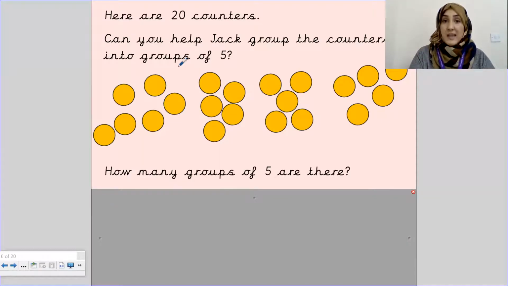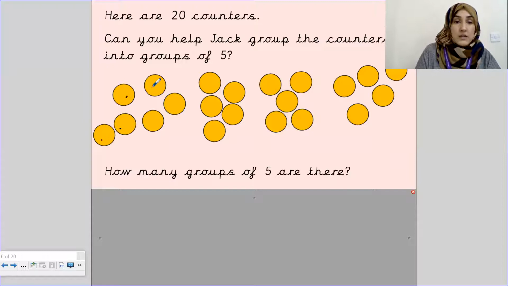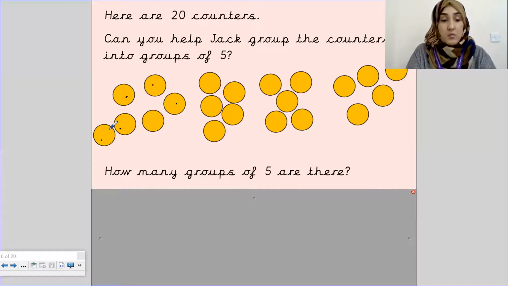Oh, so these are the same 20 counters. Now, what Jack is saying, he would like to put them into groups of 5. So he wants 5 counters in each group. Let's group them. 1, 2, 3, 4, 5. Oh, that's one group. Hang on a minute. I think that's my extra one. So let's delete that one. There we go.